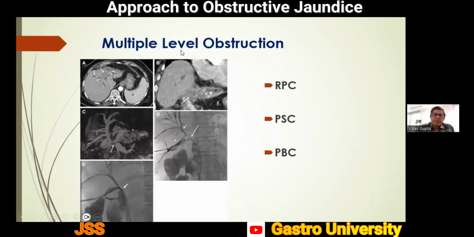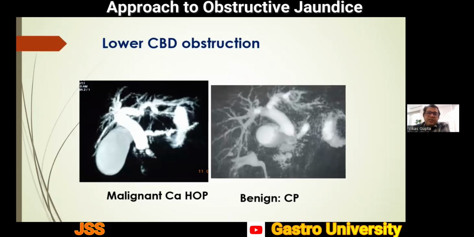And again, multiple level obstruction, as we can see here, multiple intrahepatic stones within the left lobe of the liver with sparing of the right lobe. The left lobe has undergone atrophy, and there is compensatory hypertrophy of the right lobe. And likewise, PSC, again, we can see multiple strictures. So these patients require multiple stents or definitive management as per the need of the patient.